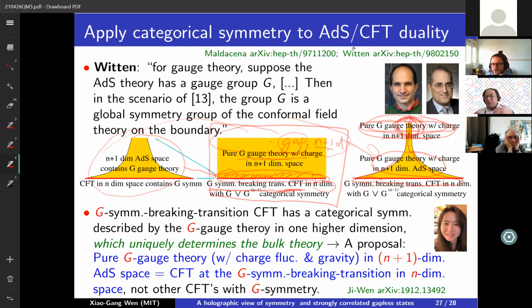Our picture describes two extreme points, and AdS space happens to describe how these two regions transition to each other. Because we know the infinity is a pure gauge theory, we conjecture that maybe this AdS space has only a pure gauge theory. This particular AdS theory with a pure gauge theory would describe this G symmetry breaking CFT. That is the rationale. Thank you very much.